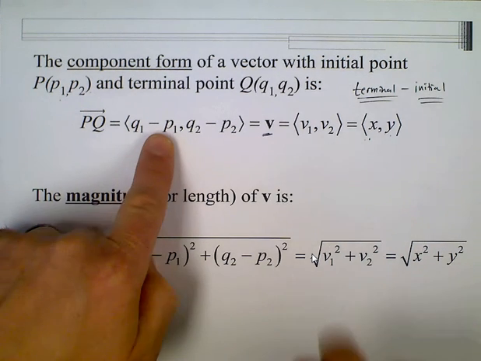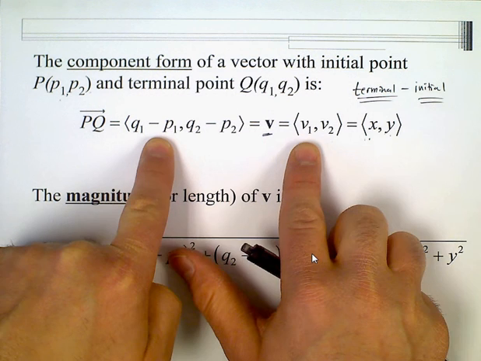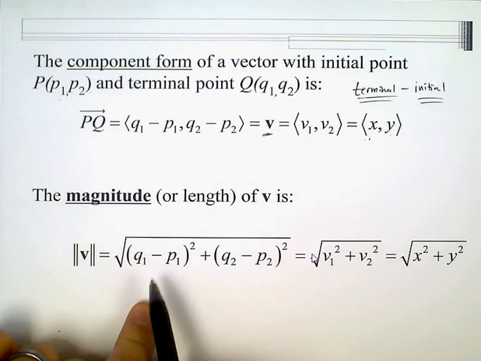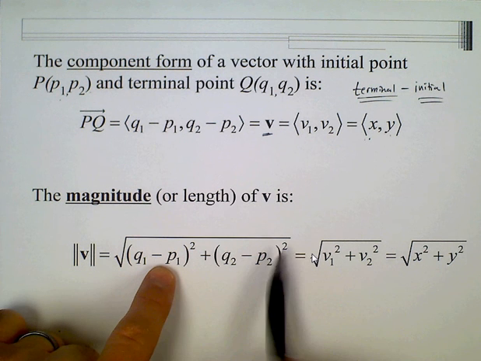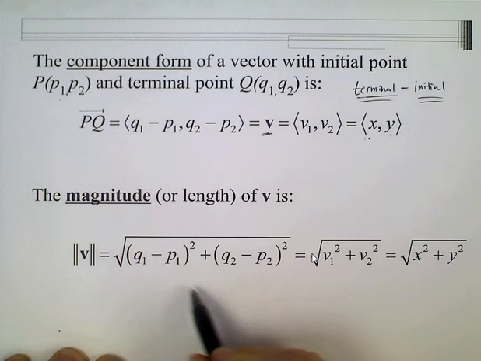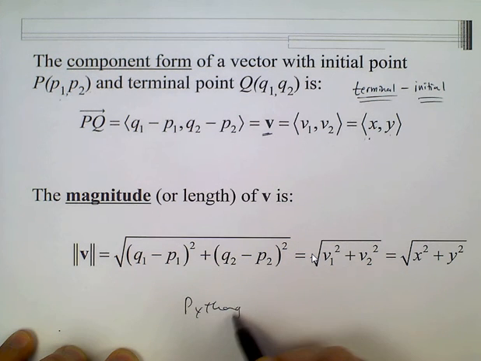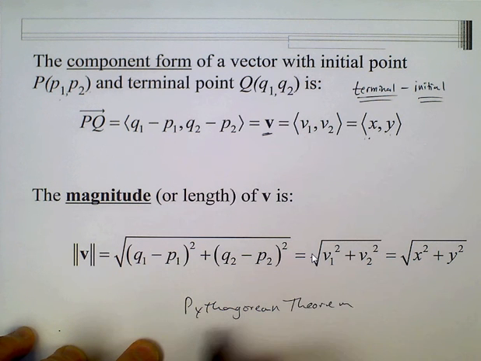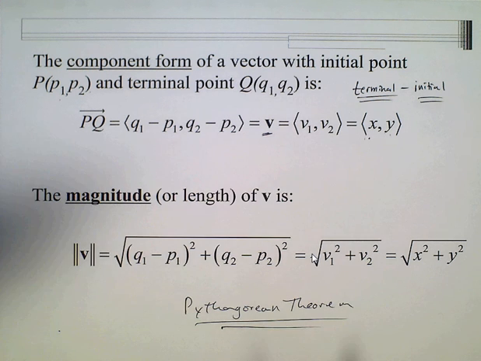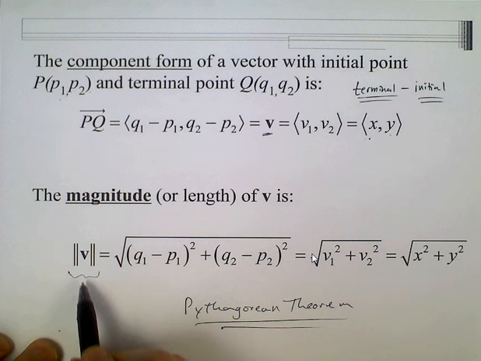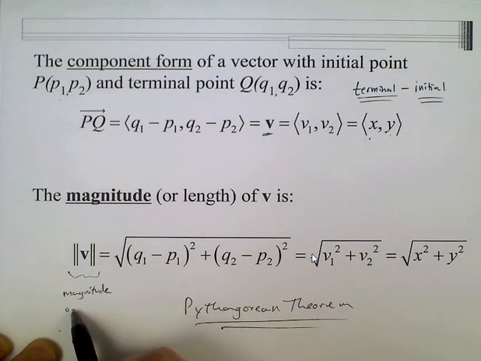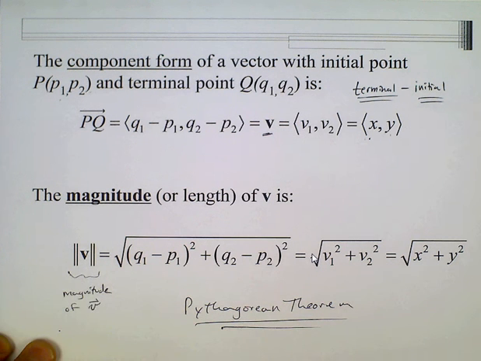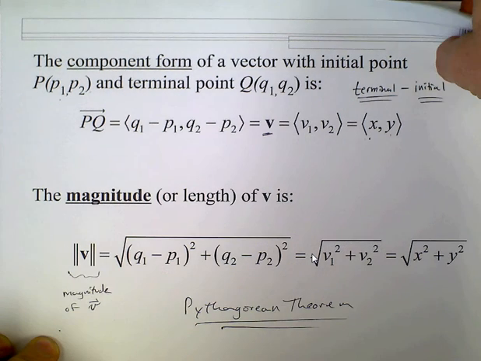What you'll notice is the horizontal component, whether it's Q1 minus P1, whether it's V1 or whether it's X, it's delta x squared, delta y squared. So essentially this is the Pythagorean theorem adapted for vectors, adapted for magnitude. So it all comes back to the Pythagorean theorem. And by the way, this little notation here means the magnitude of vector v. And you'll see that come up all over the place in this unit. So get used to those two pairs of vertical lines meaning magnitude. All right, so there's how to find your component form and your magnitude.